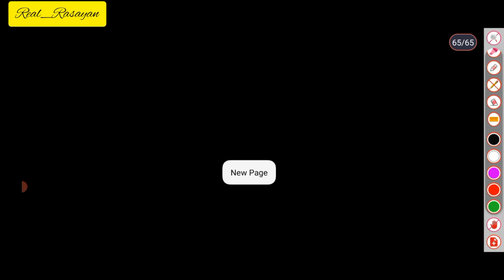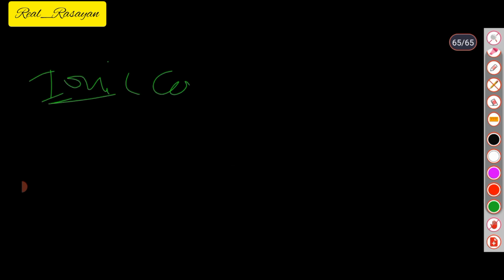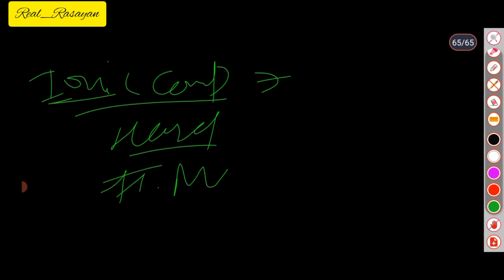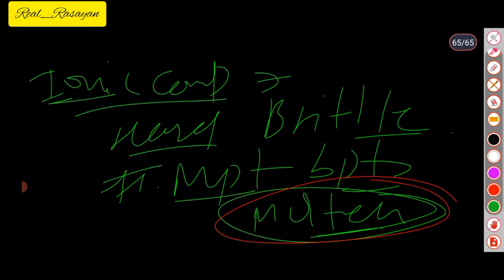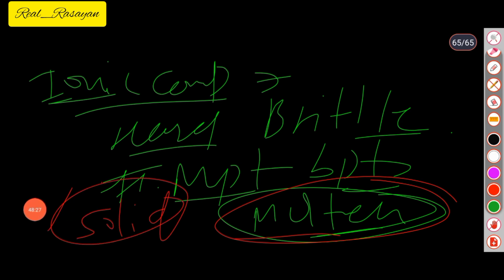What are the properties of ionic compounds? They are hard. They have high melting and boiling points. They are brittle. They conduct electricity in molten state, not in solid state. A point to be asked here: ionic compounds conduct electricity only in molten state, not in the solid state. So you must practice the formation of ionic compounds.